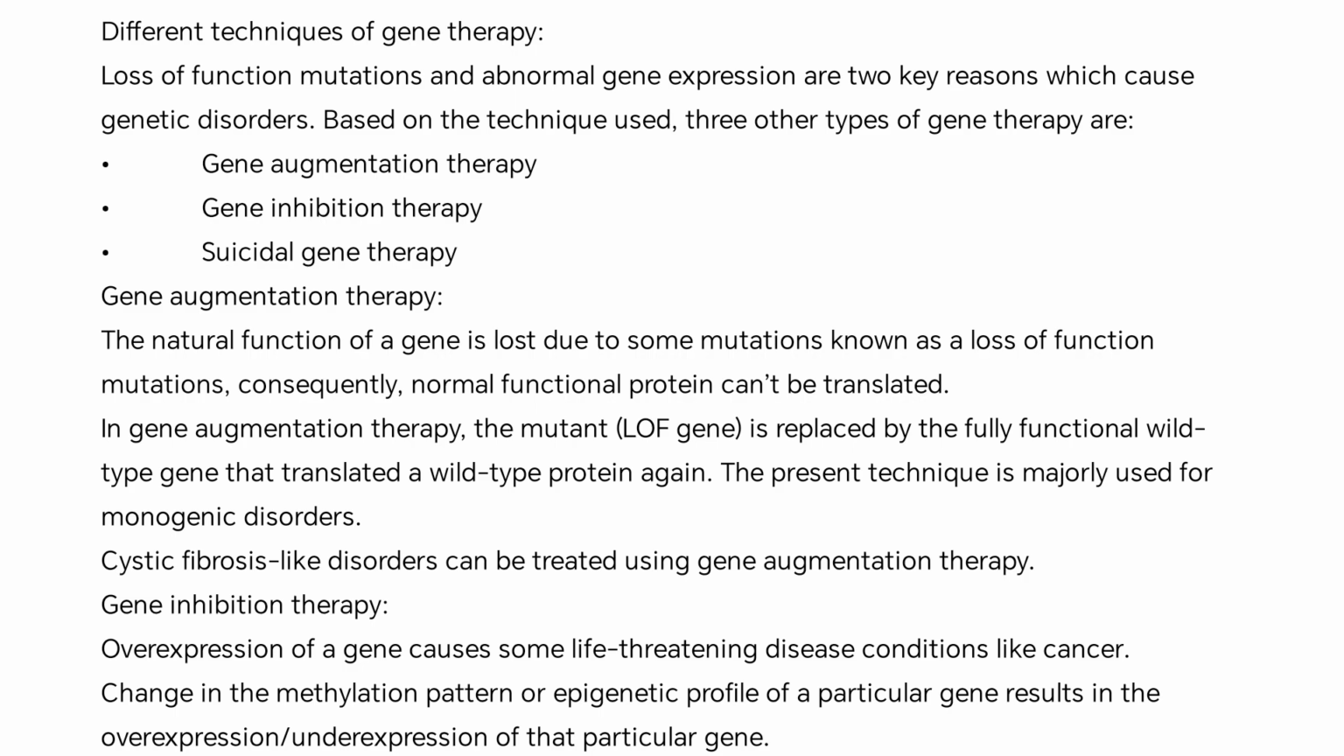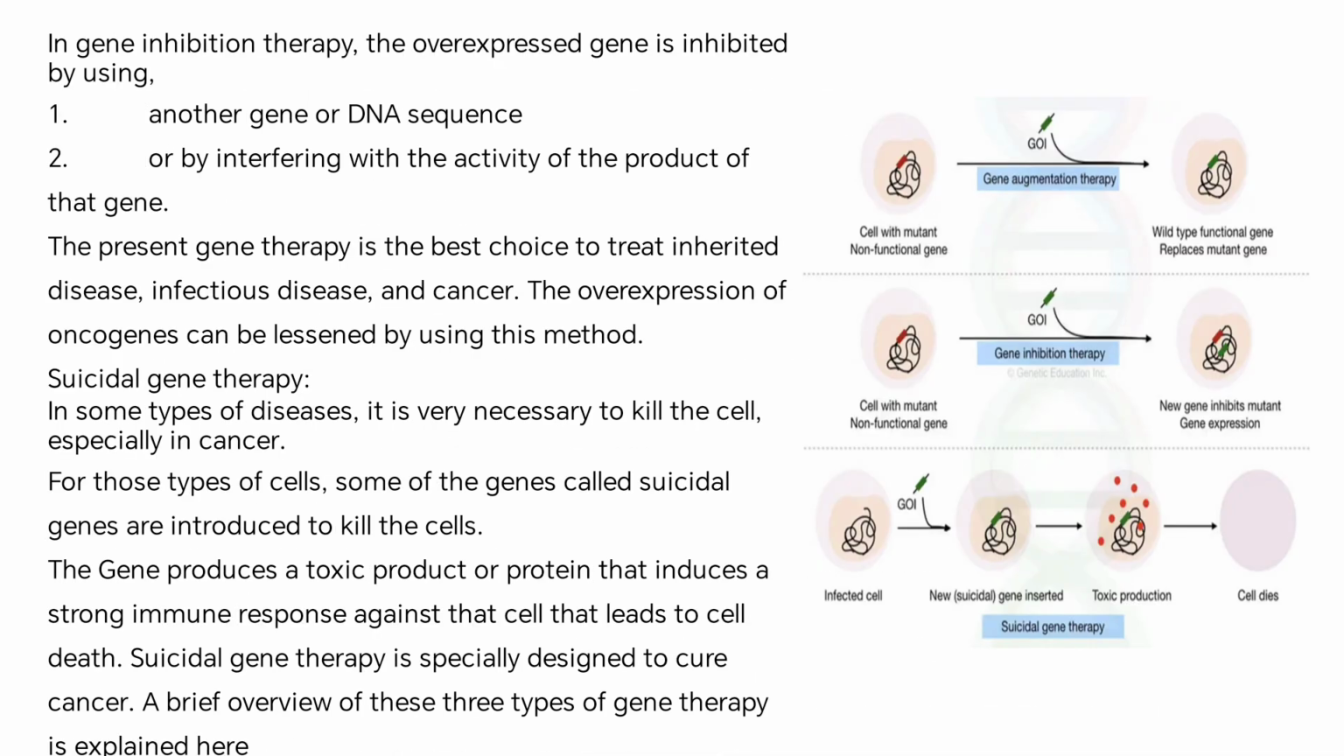Gene inhibition therapy. Overexpression of a particular gene can be threatening to the lifetime of a person, for example in cancer. In such cases, changes in the methylation pattern or epigenetic profile of the particular gene can lead to overexpression or underexpression in the person. In such cases we go for gene inhibition therapy. In gene inhibition therapy, the overexpressed gene is inhibited by using another gene or DNA sequence, or by interfering with the activity of the product, which can suppress the overexpression of the particular gene responsible for the development of cancer in this case.